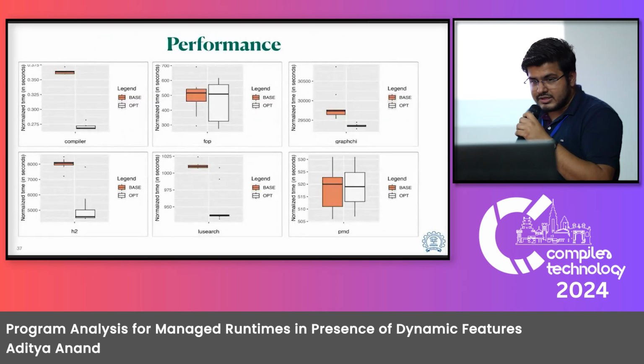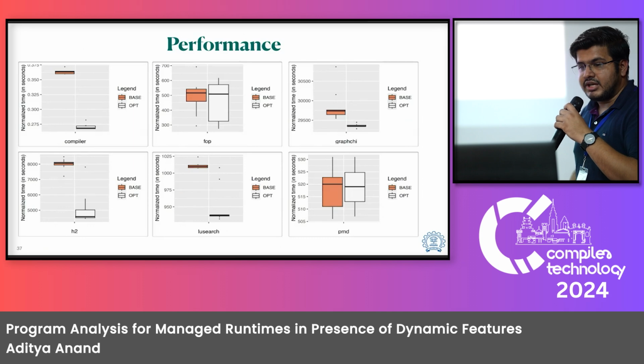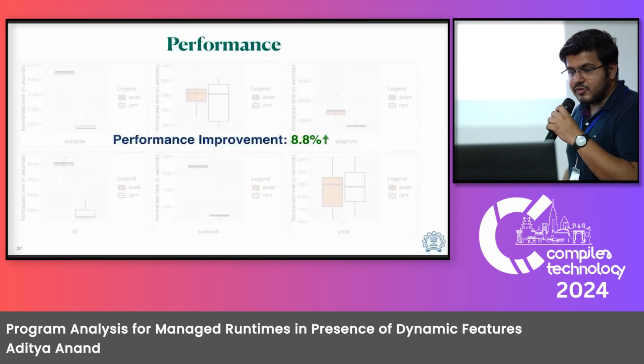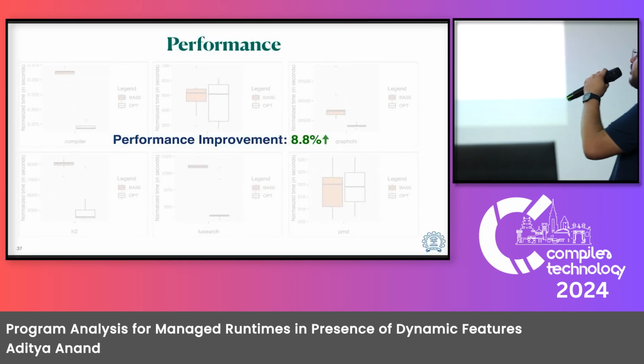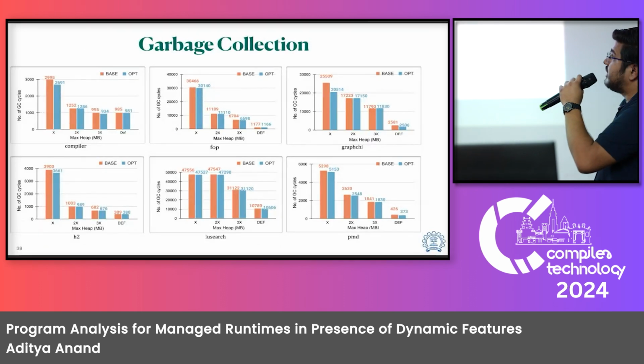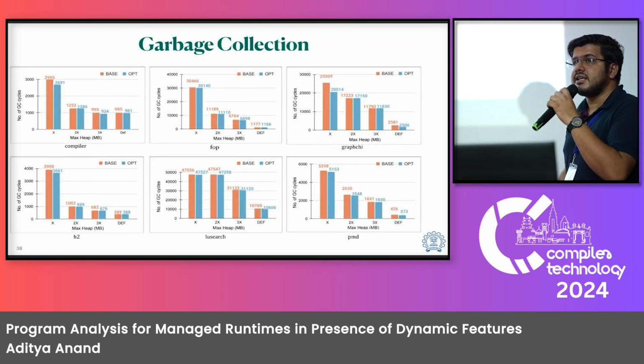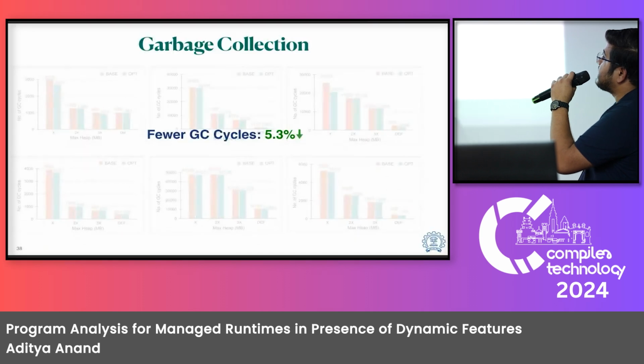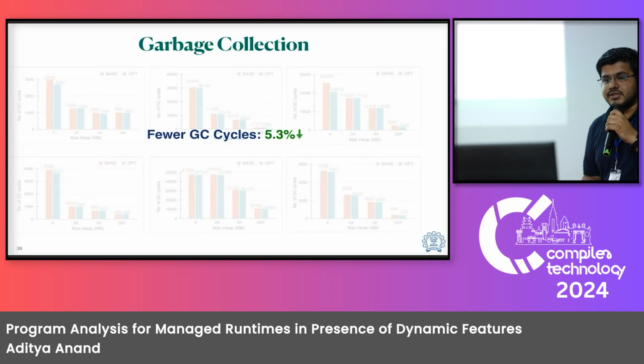Just to conclude, we also see similar improvement in performance, and the overall performance improvement was around 8.8%. We also saw a reduction in garbage collection cycles: the number of GC cycles reduced by 5.3%.